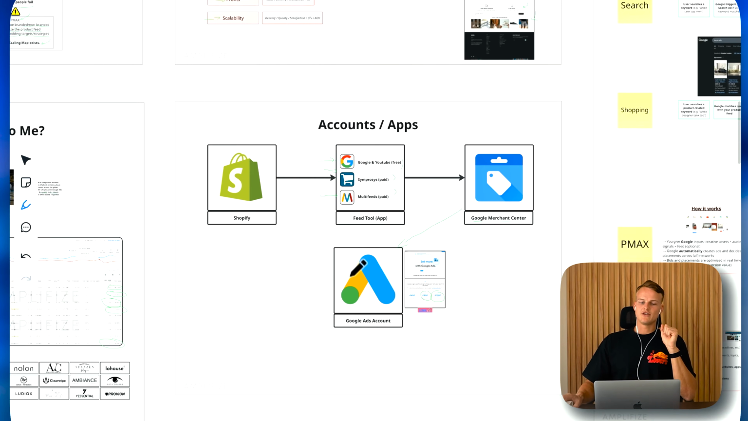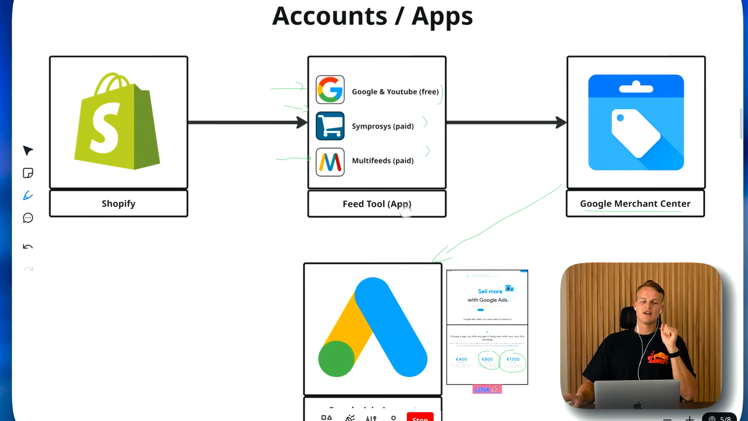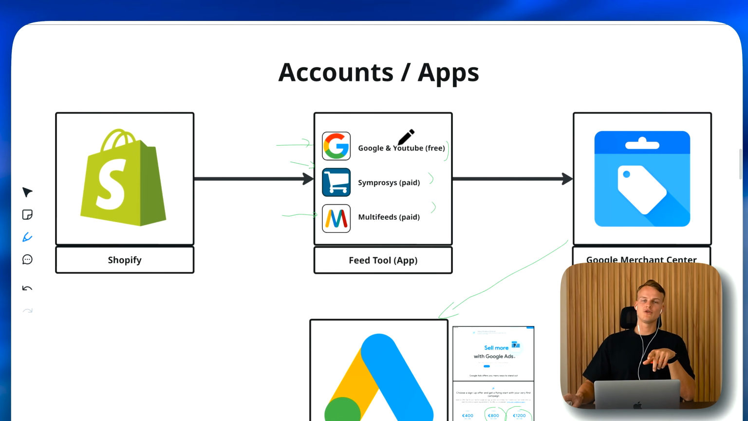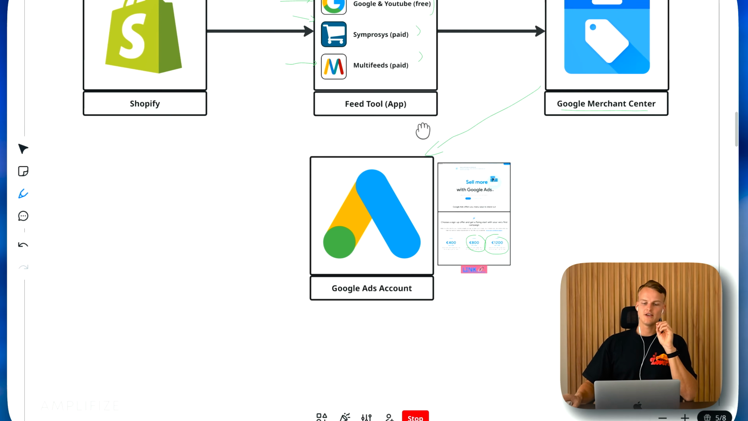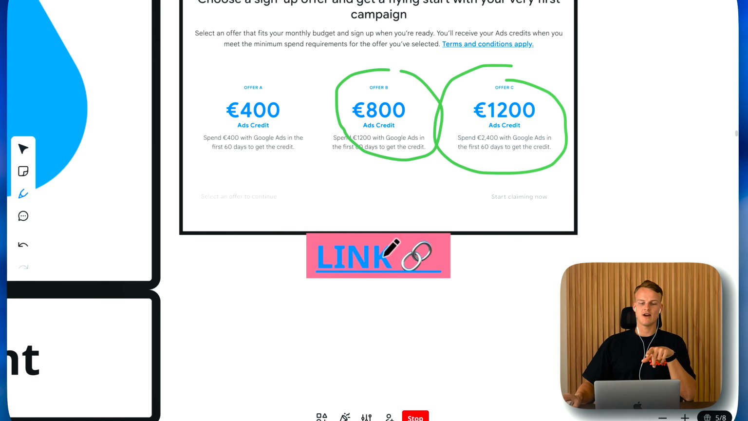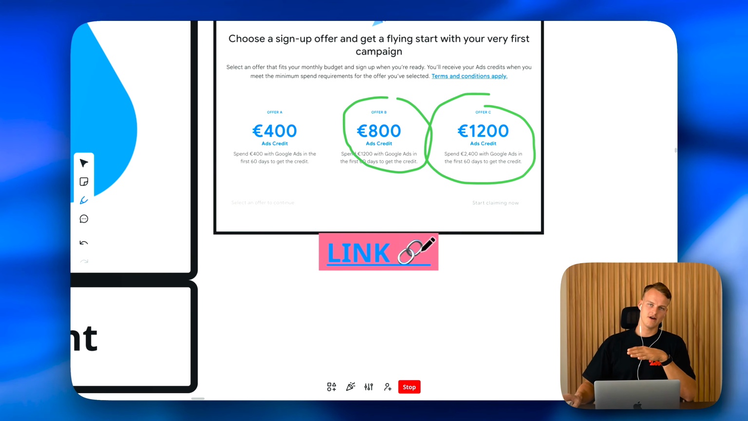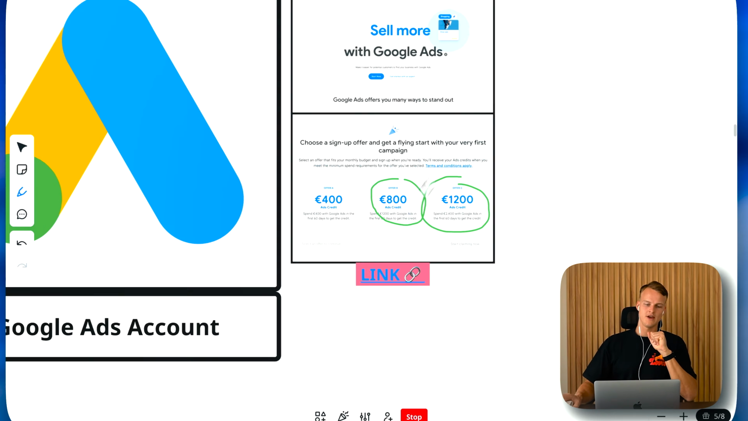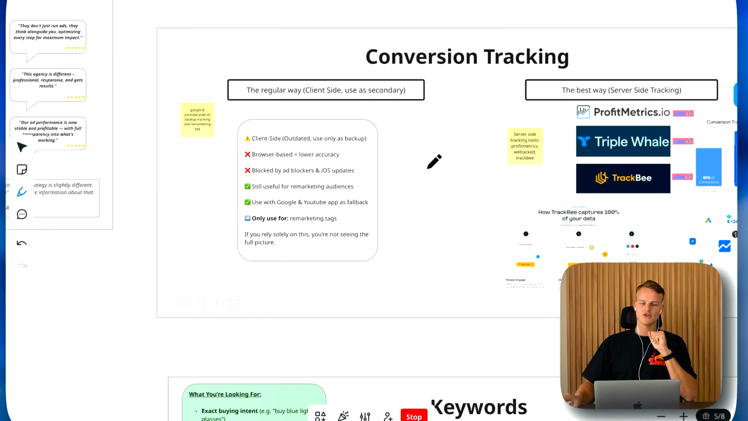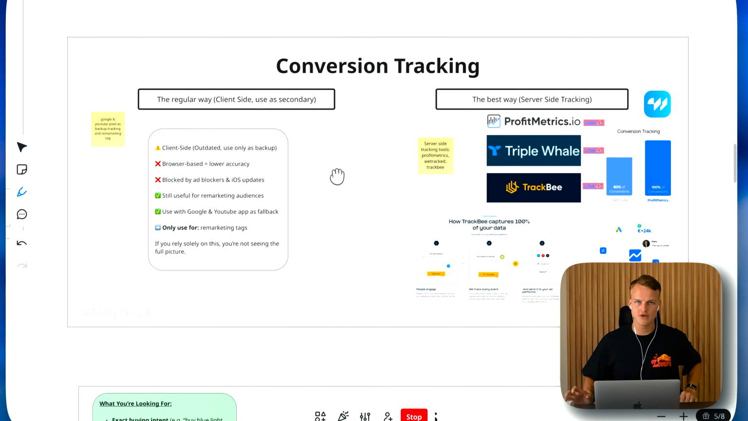Those are all the accounts that you need, right? And how you actually set it up is very easy. If you use the Google and YouTube app, it automatically connects all the accounts. The only thing that you have to be on the lookout for is that you create the Google Ads account with the link right here, or go to ads.google.com, because then and only then you can sign up for the credit offer, right?